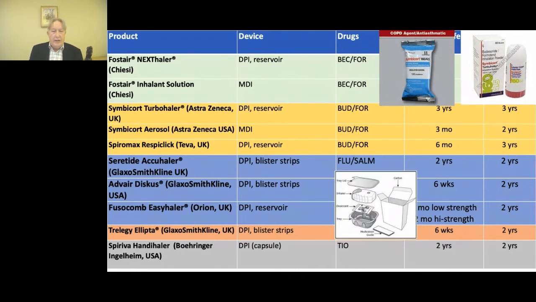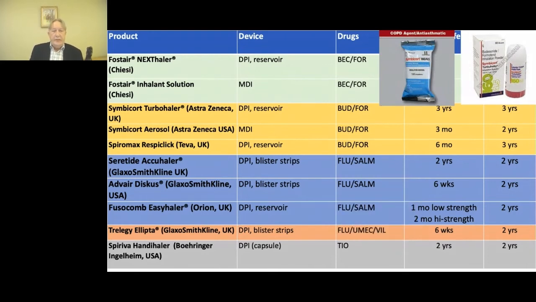So now let's turn our attention, I'll go back, to the Accuhaler and the Diskus. If you look on the far right, the user life pretty much everywhere outside the US for the Accuhaler is 2 years and it's the same as the shelf life. But you come to the US, you'll see that the Diskus only has a 6-week user life and a 2-year shelf life. Then if you go down to the Fusicom, it's sort of similar to the Diskus in the US.